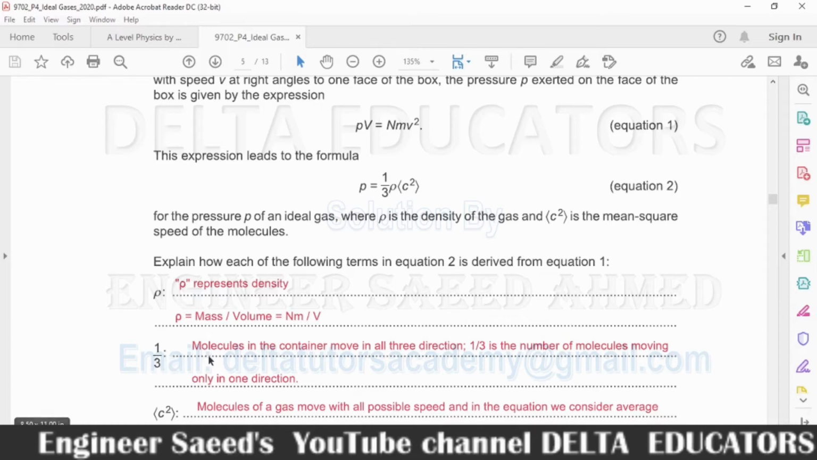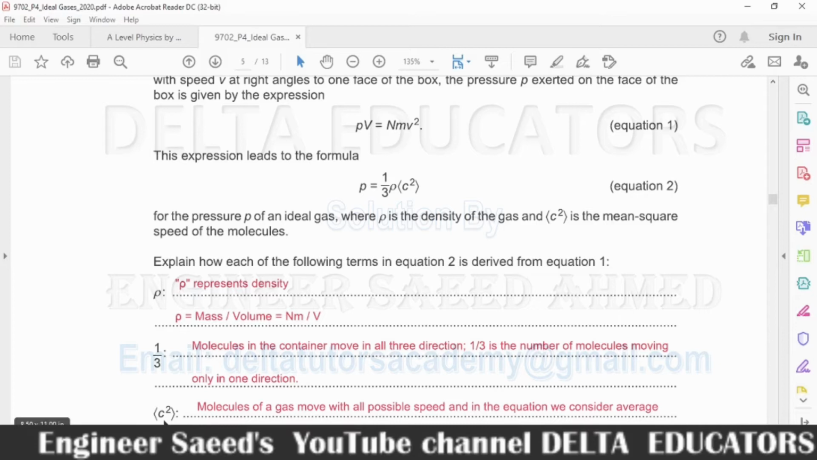So 1 over 3 means molecules in the container move in all the three directions. 1 over 3 is the number of molecules moving only in one direction. This direction may be x-axis or it may be y-axis or it may be z-axis.